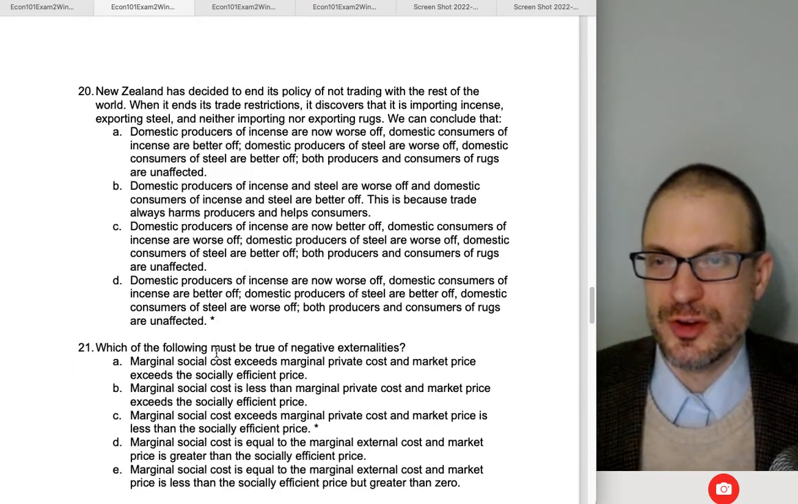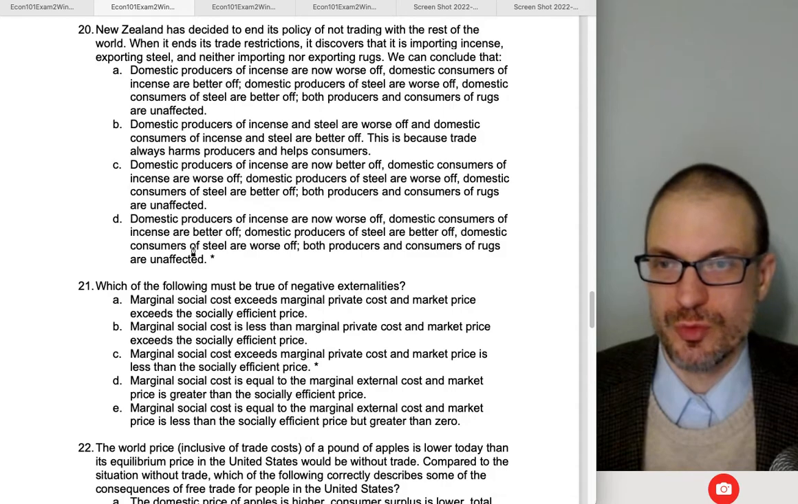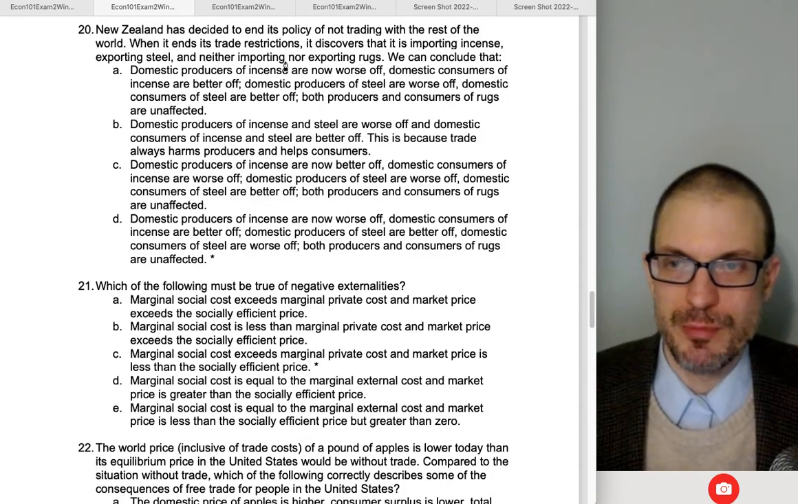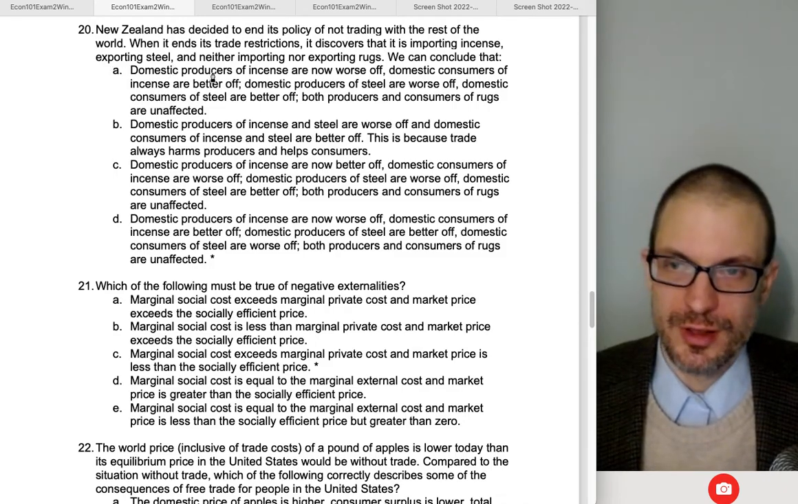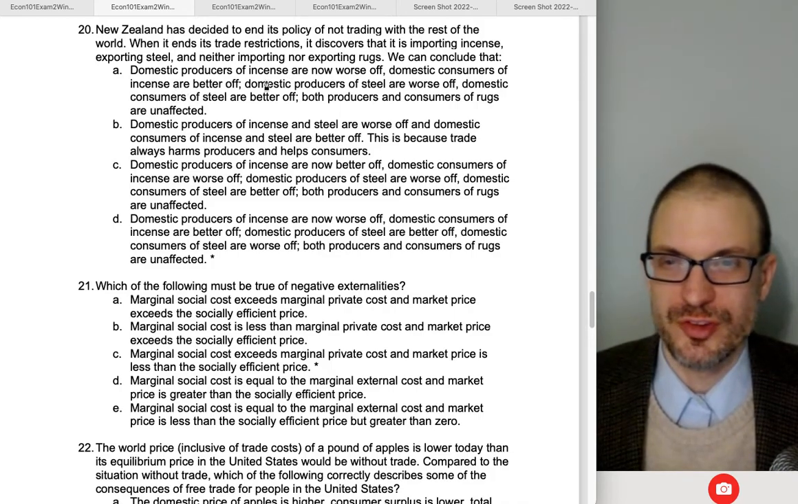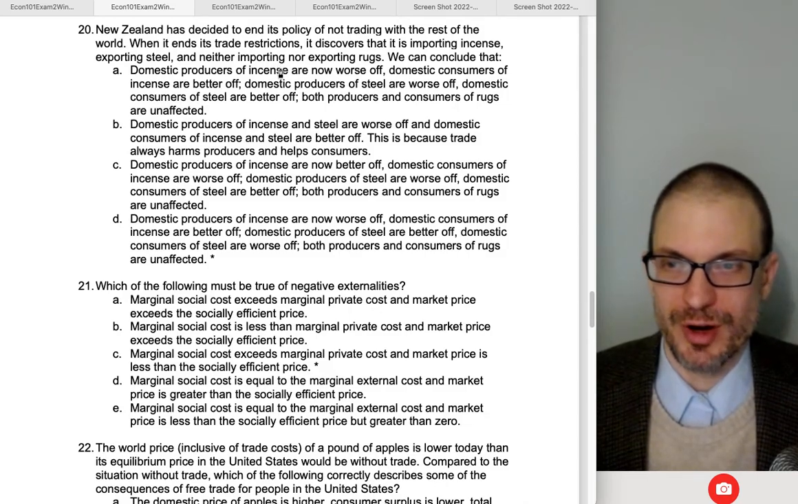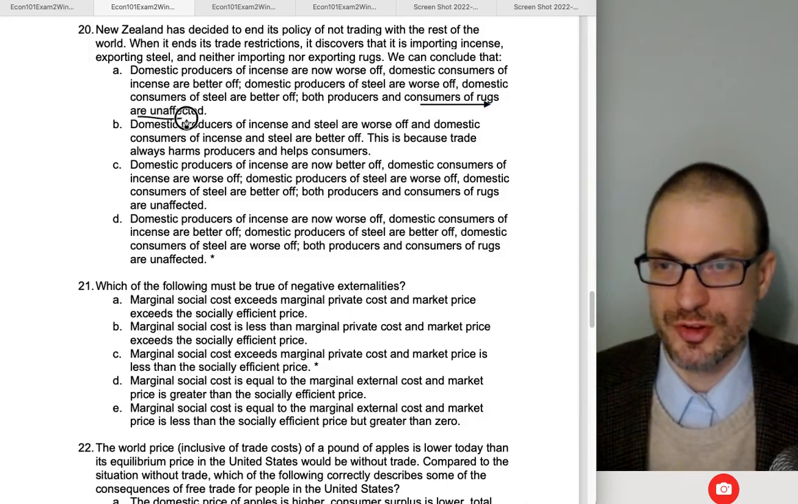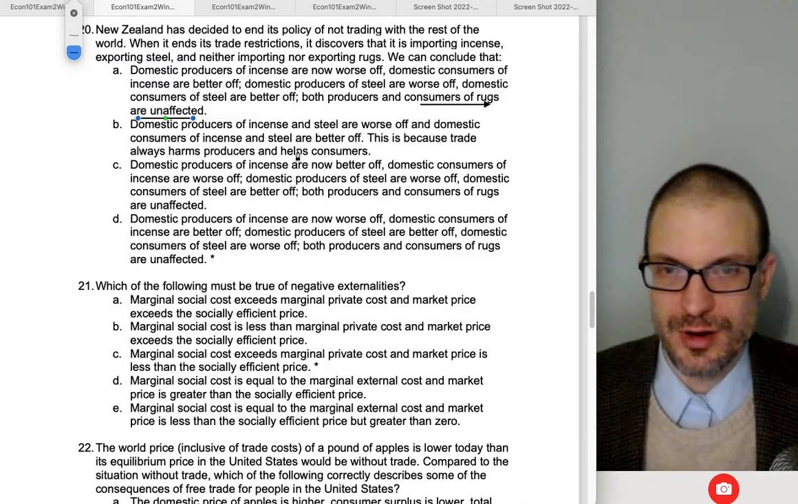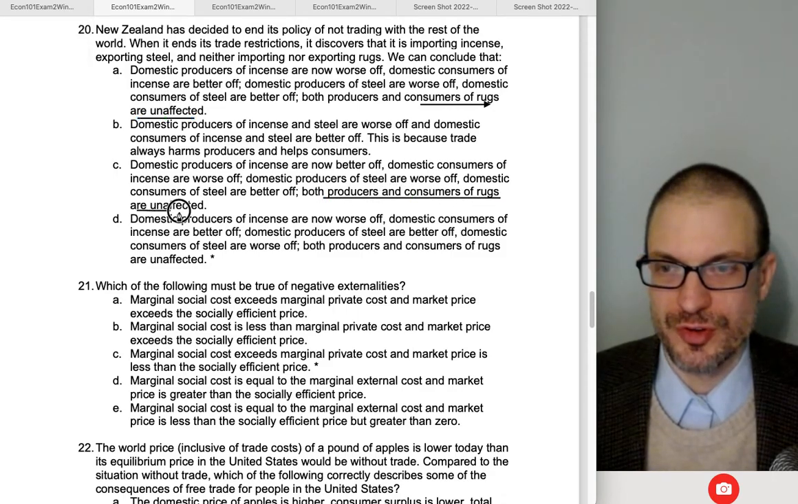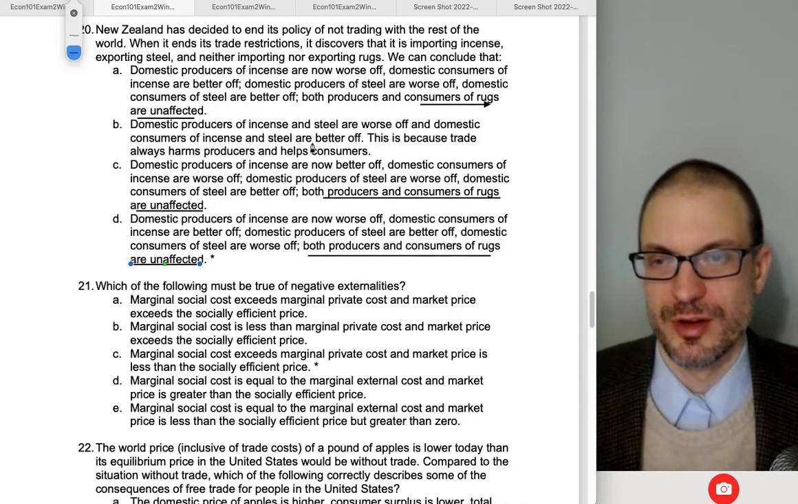Okay, so New Zealand has decided to end its policy of not trading with the rest of the world. When it ends its trade restrictions, it discovers that it's importing incense, exporting steel, and neither importing nor exporting rugs. We can conclude that, right? So this is going to talk about all these markets. Well, the first thing is I'm just going to look at rugs. It's neither importing nor exporting rugs, so it's not going to have any impact on the market for rugs. So consumers and producers in the market for rugs are unaffected. Okay, that only helped us a little bit, and then we have to read this one.